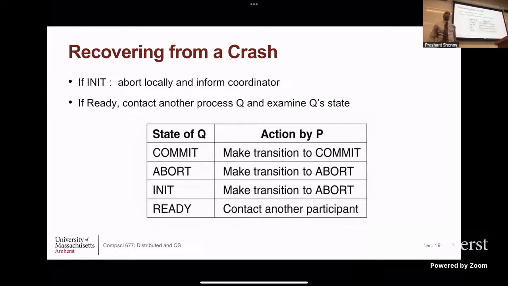The same thing is true if at least one of the participants ends up in abort, and this failed participant that has recovered is still in ready and it finds someone else is in abort, you can make an abort. If you're in init, you make a transition to abort. The problem is if all the other participants are also in ready. If you are in ready, everyone else is in ready, you don't know what the coordinator decided. You can't make a decision.